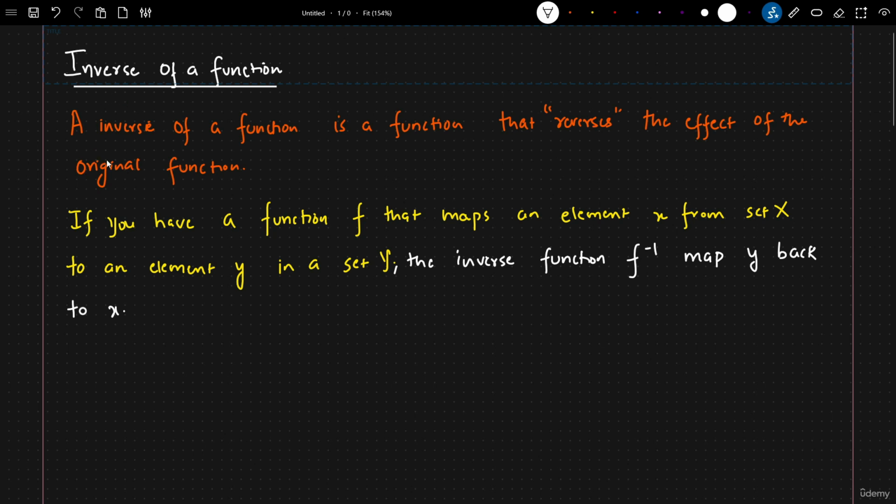Over here you can see the inverse of a function is a function that reverses the effect of the original function. If you have a function f that maps an element x from set X to an element y in set Y, then the inverse function, f dash, f inverse, is nothing but the inverse of this particular function f. It maps y back to x. I hope just by seeing this definition, and if you have already seen the previous video with respect to functions, you should be able to understand that, right?